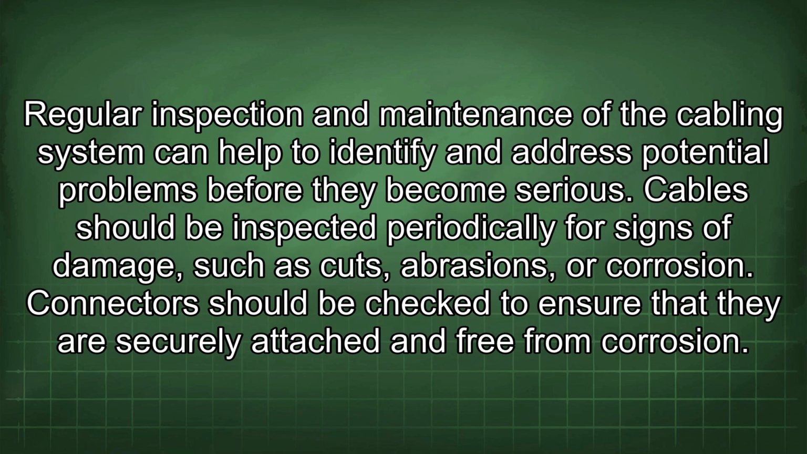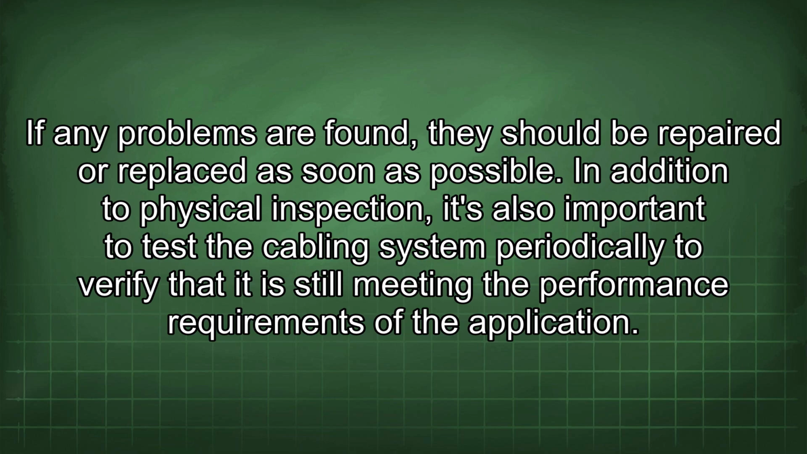Regular inspection and maintenance of the cabling system can help to identify and address potential problems before they become serious. Cables should be inspected periodically for signs of damage, such as cuts, abrasions, or corrosion. Connectors should be checked to ensure that they are securely attached and free from corrosion. If any problems are found, they should be repaired or replaced as soon as possible.